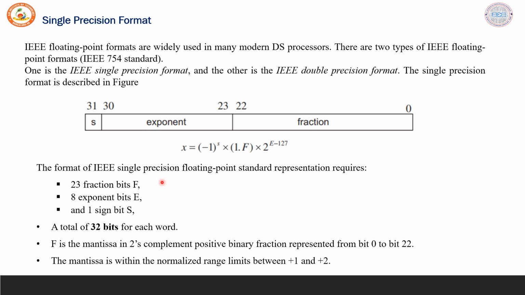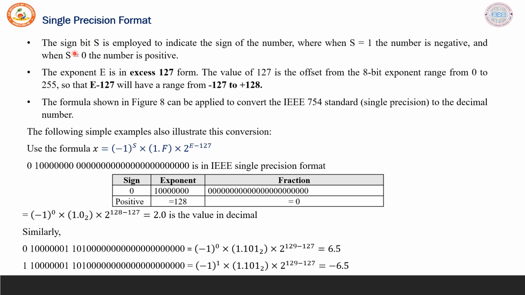In IEEE single precision format, the 23-bit fraction is f, the 8-bit exponent is e, and the 1-bit sign is s. The total number of bits for each word is 32 bits. The mantissa happens to lie in the normalized range between 1 and 2. The sign bit s is used to indicate the sign of the number. s equals 1 is negative, s equals 0 is positive.